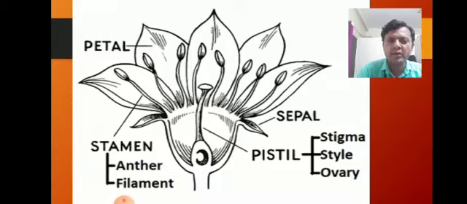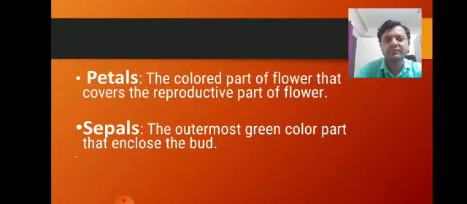Stamen is also divided into two more parts, that is anther and filament. And here you can see pistil is divided into three more parts, that is stigma, style and ovary. Okay, just look at it carefully. Then we'll discuss now what is sepal, what is petals, what is stamen and what is pistil. So let's go for it.